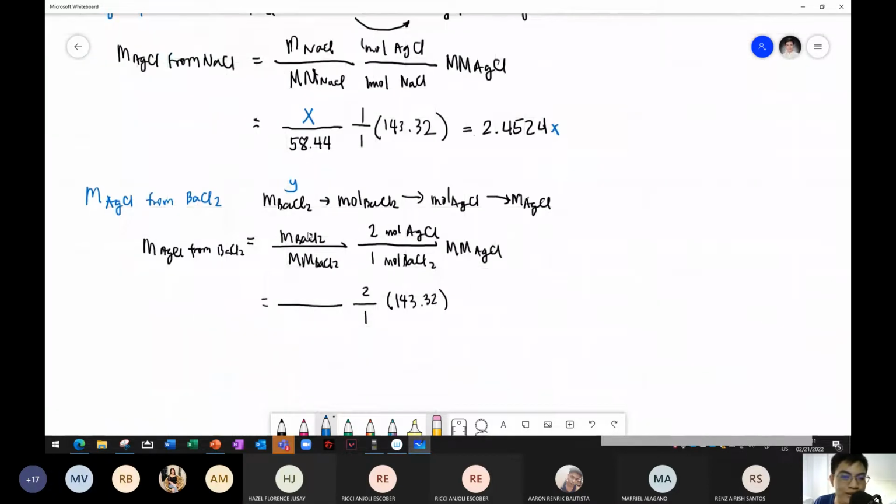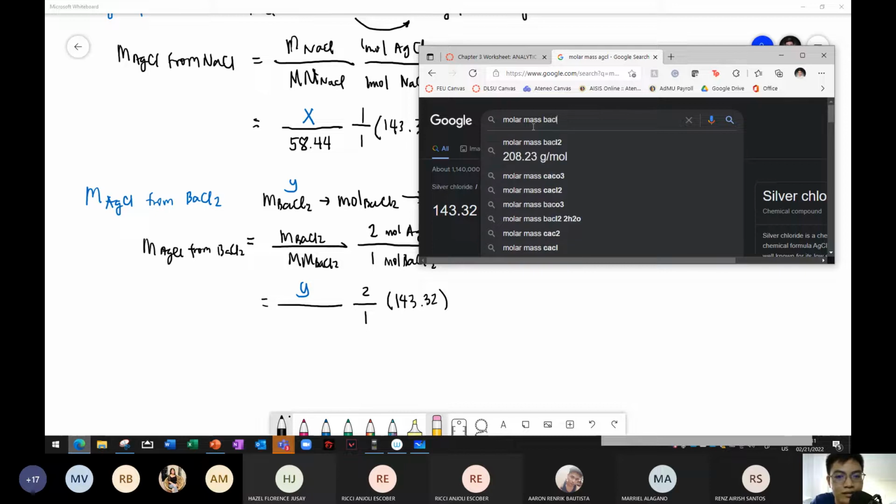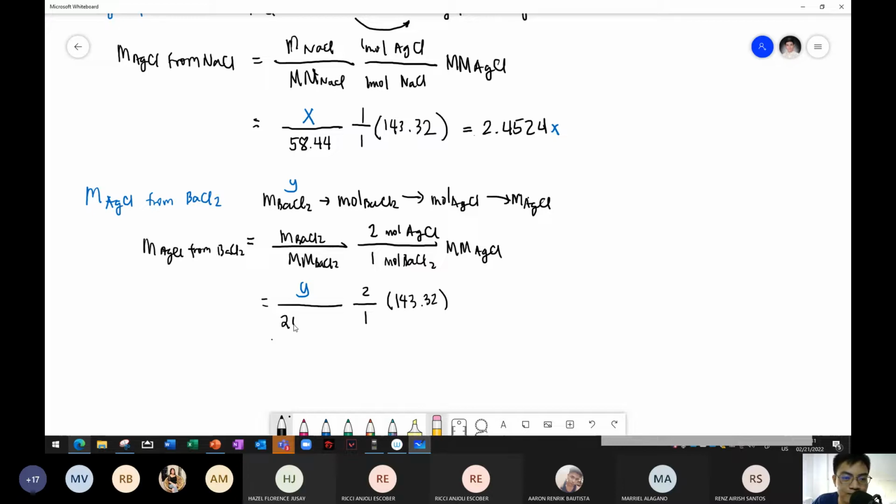Ganun din sa barium chloride, no? So, the mass of barium chloride is Y. Okay? I don't know the exact value. And then, the rest, Google ko na lang. Okay, so that's 208.23. Yung units, kahit wag nyo na ilagay. Magkakaintindihan naman tayo kung ano yung numbers na yan.